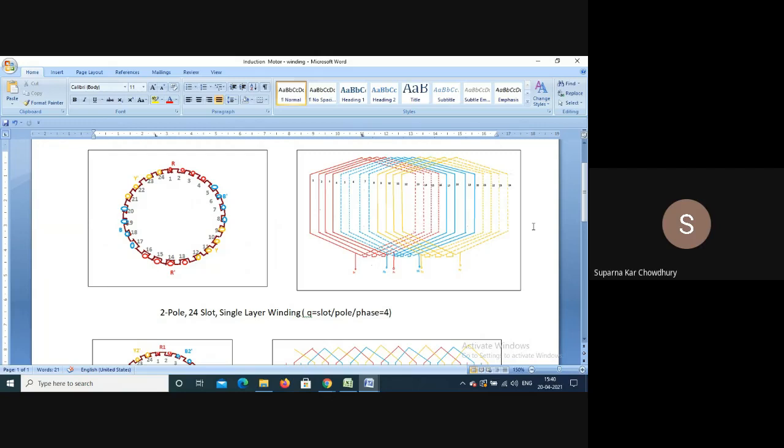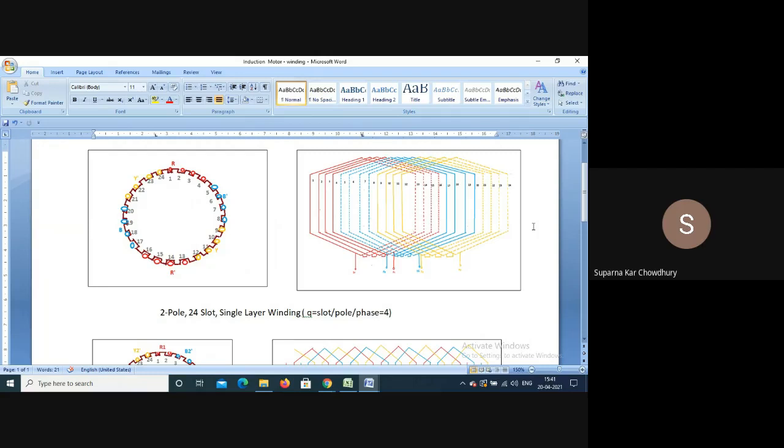So if it is a 4-pole machine, there will be 4 projections. If it is a 6-pole machine, there will be 6 projections. But that is not the case for an AC machine, because we have a distributed winding. It is slot, and within the slot there is a conductor. And this conductor is connected to form the winding.